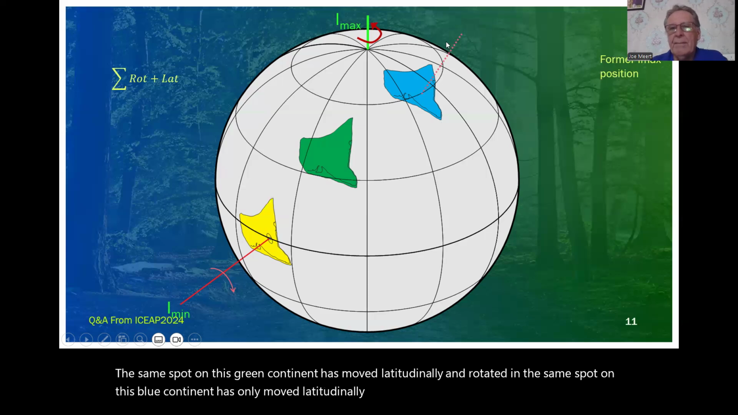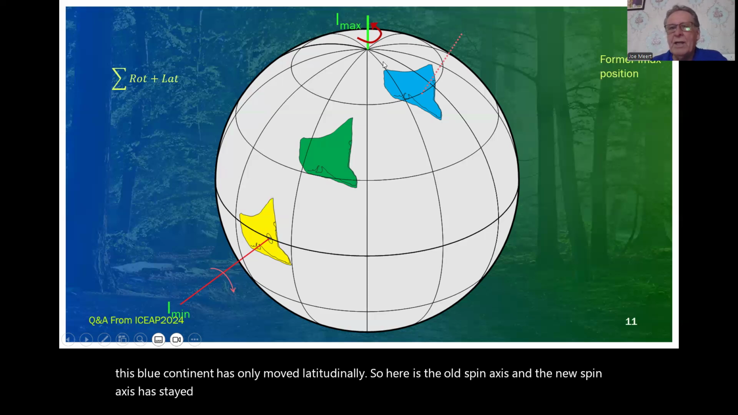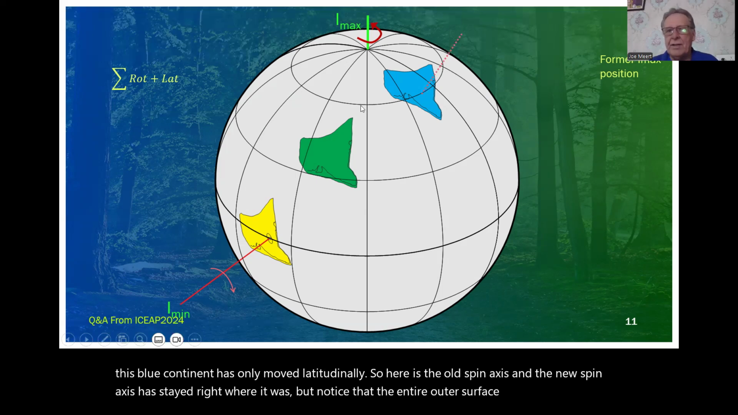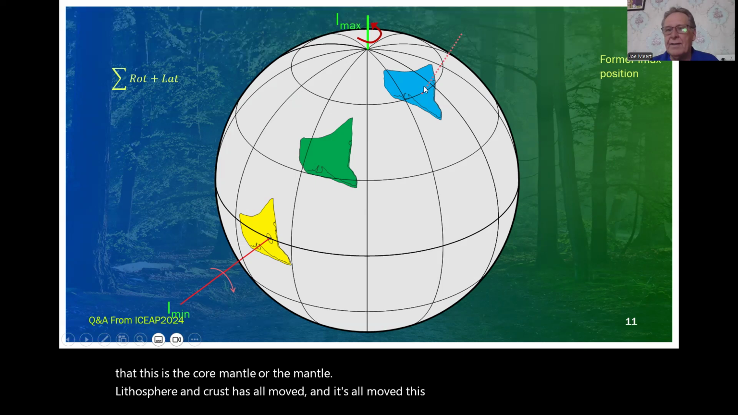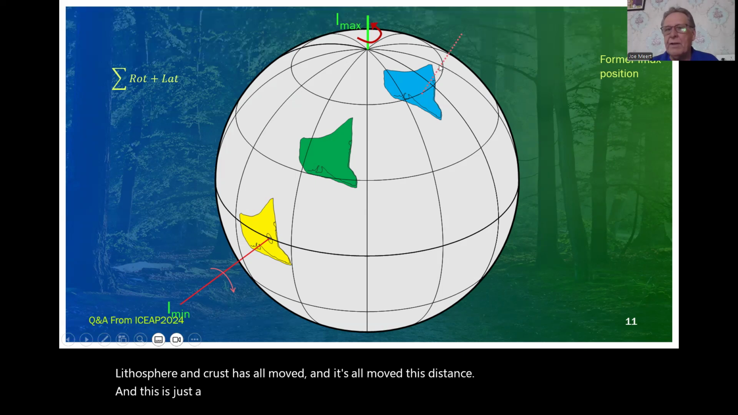So here is the old spin axis, and the new spin axis has stayed right where it was. But notice that the entire outer surface, so we can imagine that this is the core mantle, or the mantle, lithosphere, and crust has all moved, and it's all moved this distance. And this is just a reference point showing where the old spin axis was. The spin axis never moves, but that reference location to where it was has moved.